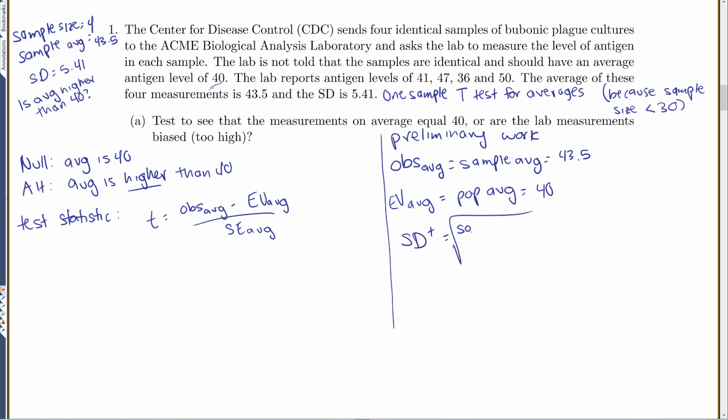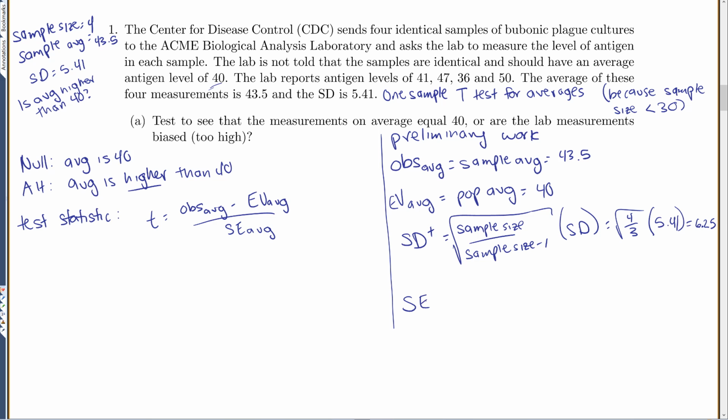It's the square root of sample size over sample size minus 1, times the old SD. So in our case, our sample size was 4, so we'll do 4 over 4 minus 1, which is 3, times an SD of 5.41, which should be 6.25. So remember, the point of SD plus was just to make that SD a little bit bigger, because we know that our sample SD for small samples is just a little too small, so we make it a little bit bigger.